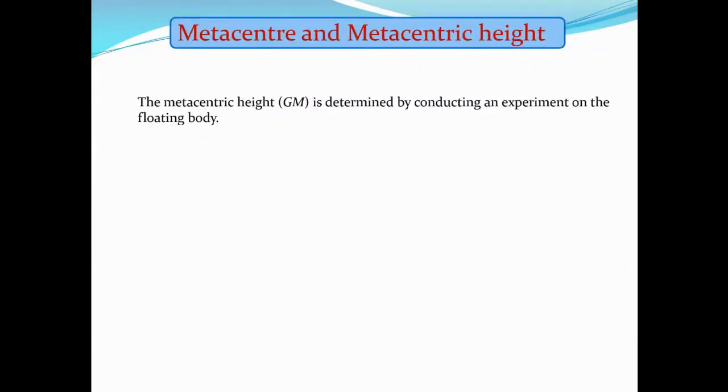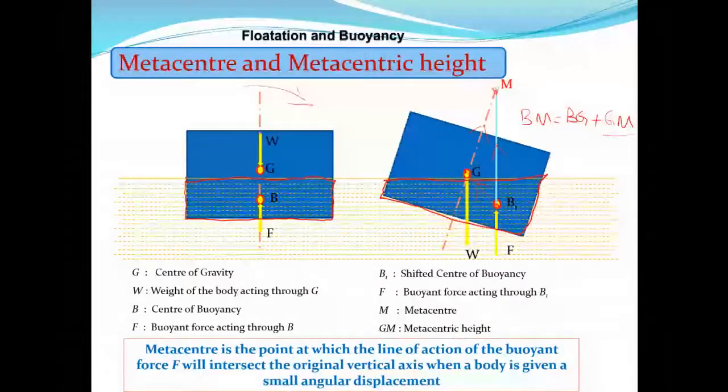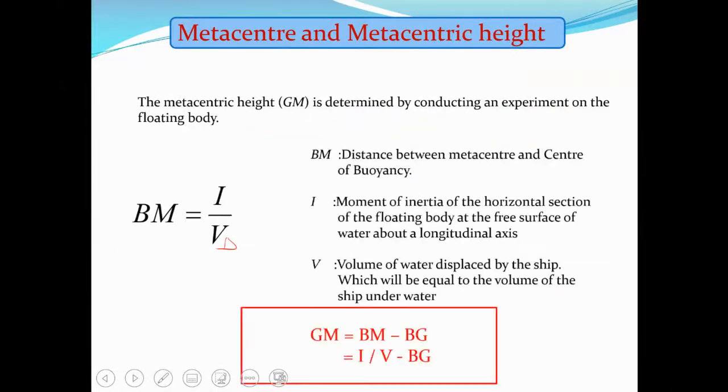So the metacenter is determined by conducting an experiment on the floating body, and the BM, which is the distance between the metacenter and the center of buoyancy, is given by I over V. I is the moment of inertia of the horizontal section of the floating body at the free surface of water, about a longitudinal axis, where V is the volume of water displaced by the ship. So V is not the volume of the ship. It's the volume of water displaced by the ship, underwater. So remember this. From this, GM is now BM minus BG, and BM is given to be I over V. So here we can find GM.